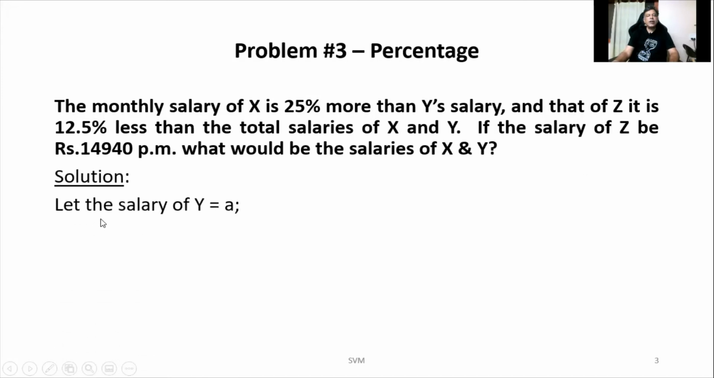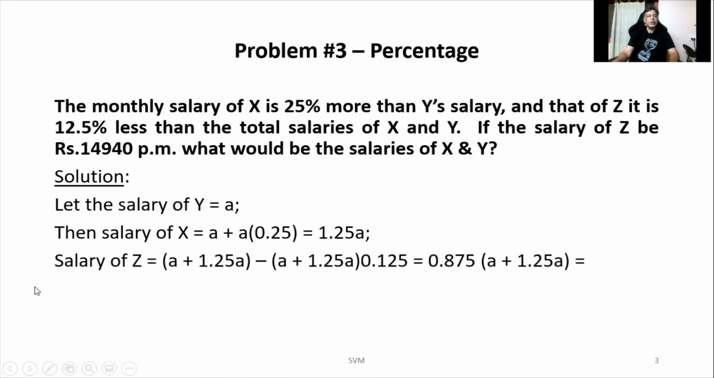Let us assume the salary of Y as small a. The question says X's salary is 25% more than Y's salary, which means X's salary will be A plus A times 0.25, which is nothing but 1.25 times A. The salary of Z will be the X and Y salaries put together, less 12.5%. So A plus 1.25A minus (A plus 1.25A) times 0.125, which gives, after simplification, 0.875 times (A plus 1.25A).